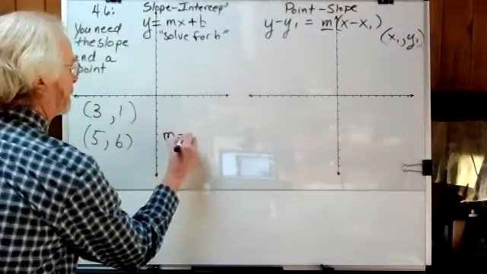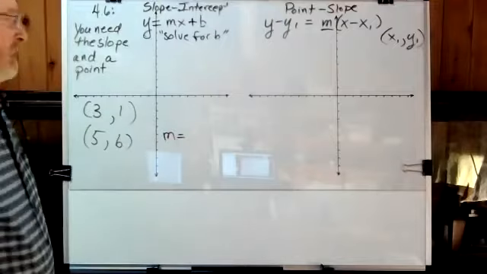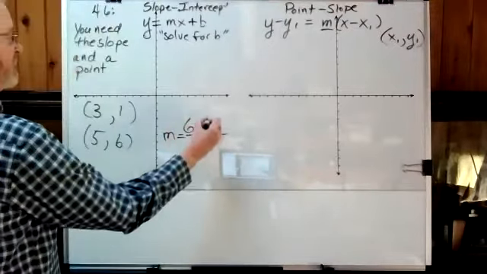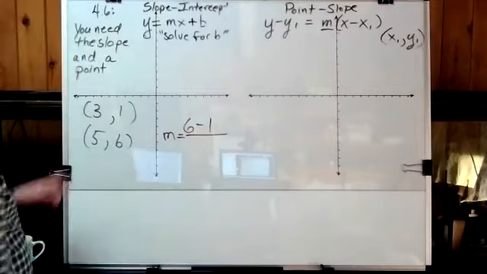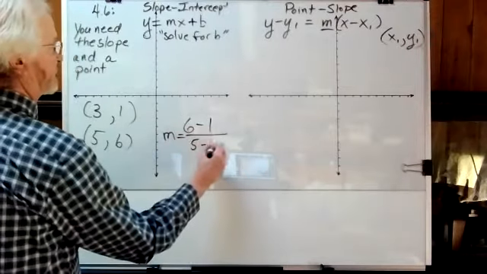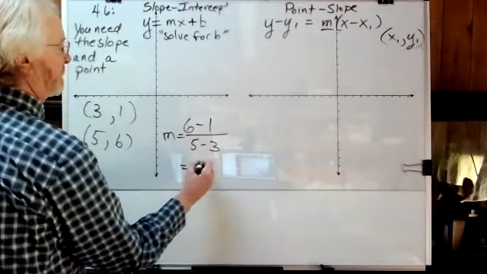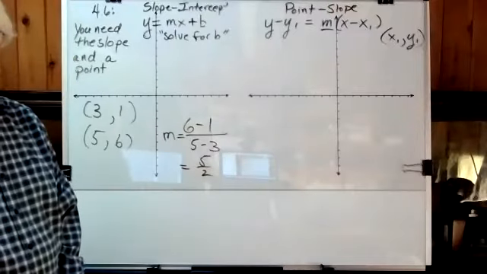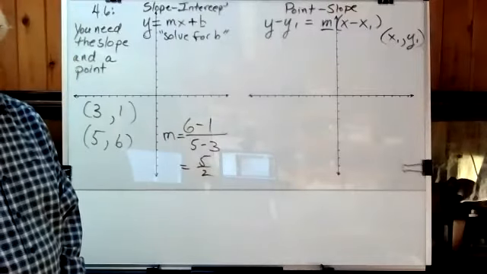Here I go. Here you go, right? Change in y's on top, rise over run. I'll do 6 minus 1. I should get the y's. 5 minus 3 are the x's. 5 halves. Slope is 5 over 2. Okay, that was that. That's the extra work here.